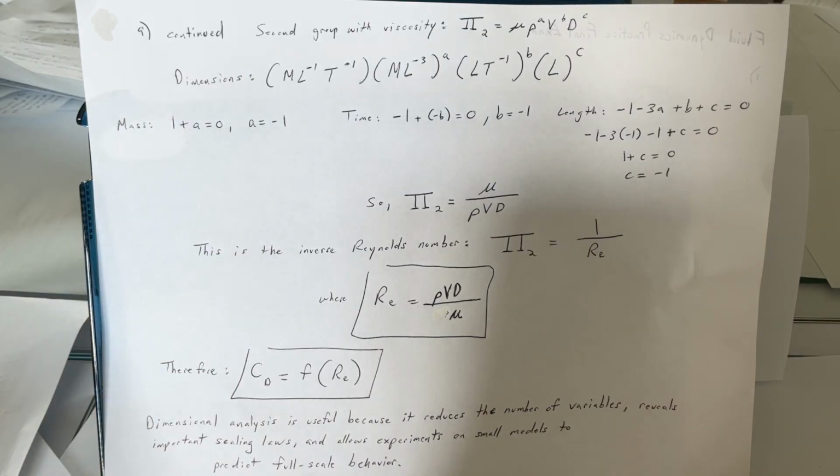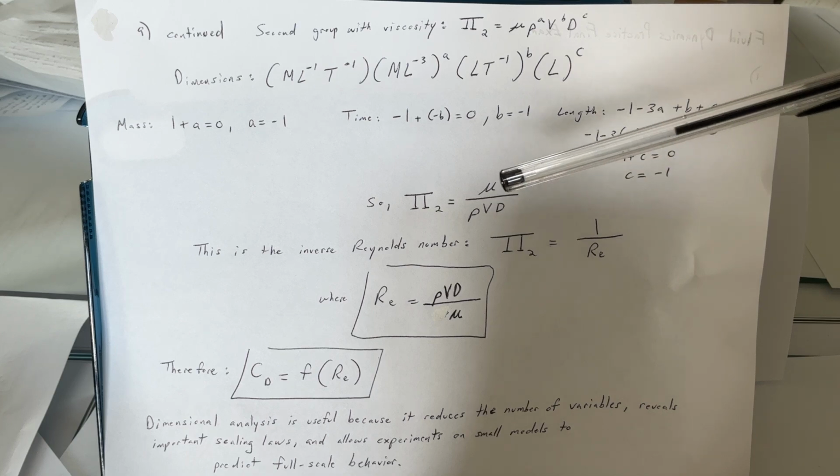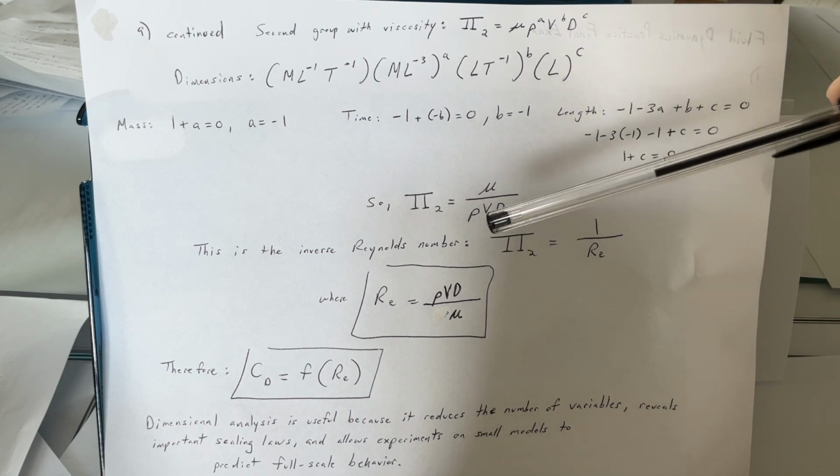Mass is 1 plus a equals 0, so a is negative 1. Time is negative 1 minus b equals 0, so b is negative 1. And then we have our length: negative 1 minus 3a plus b plus c equals 0, so we get negative 1 minus 3 times negative 1 minus 1 plus c is 0. So c is going to be equal to negative 1. We could write that second group as mu over rho times v times d.